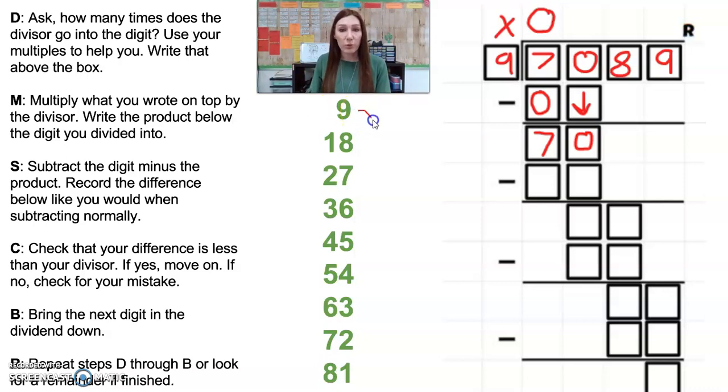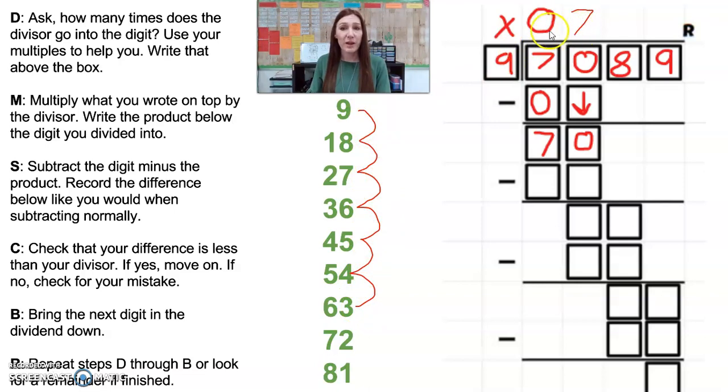So I'm going to go 1, 2, 3, 4, 5, 6, 7. So 63 is close to 70, but what if I went one more to 72? Well, I can't because 72 is bigger than 70, so I have to stop at 63. So that's my 1, 2, 3, 4, 5, 6, 7th multiple. So I'm going to put a 7 in my quotient.